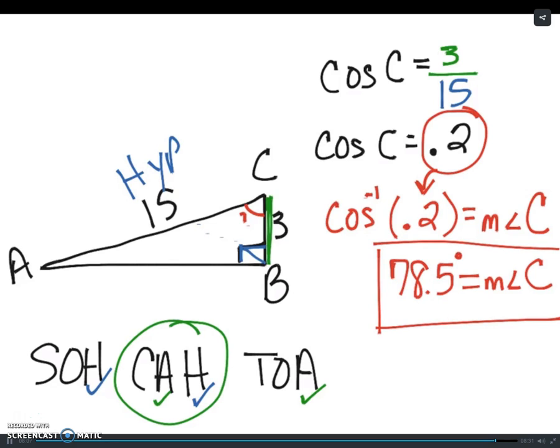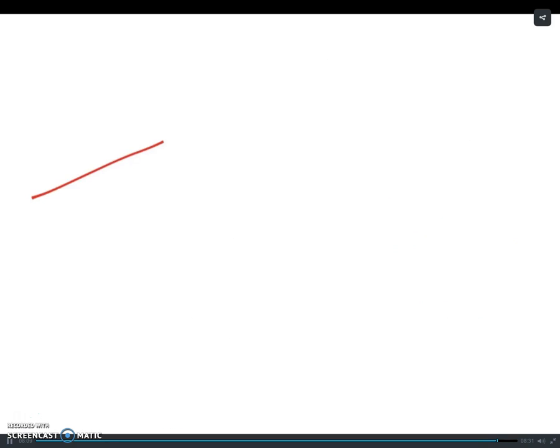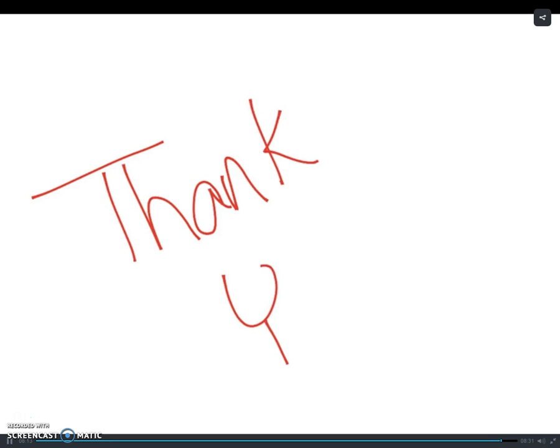So I really hope that this helps explain it, and we will look at some other examples in class tomorrow. Remember that your inverse trig functions are to help you find angles. Your original trig functions are to help you find missing sides. That's going to be really helpful, and it's going to be on your quiz. So you want to make sure you get that.